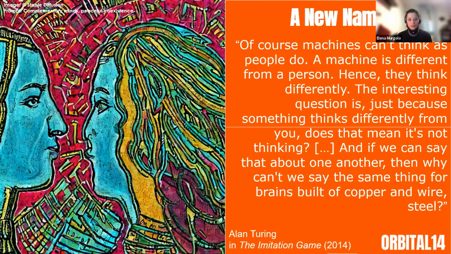And I would like to end my presentation with this last quote from The Imitation Game movie from 2014, where Alan Turing, honestly, I don't think he ever said this, but in the movie he does. He says, "Of course, machines can think as people do. A machine is different from a person, hence they think differently. And the interesting question is, just because something thinks differently from you, does that mean it's not thinking? And if we can say that about one another, then why can't we say the same thing for brains built of copper and wire, steel?"